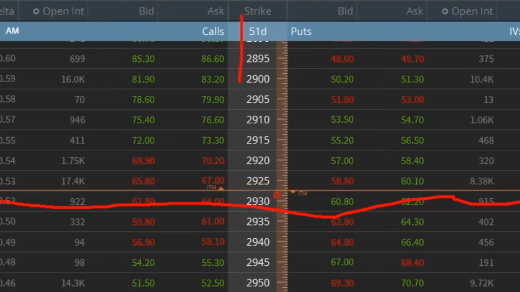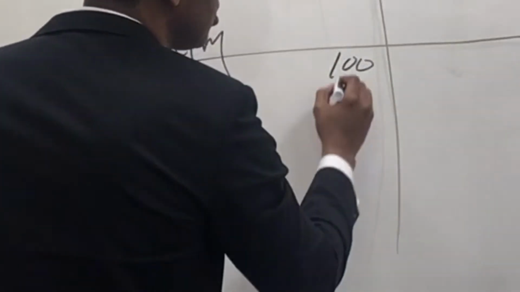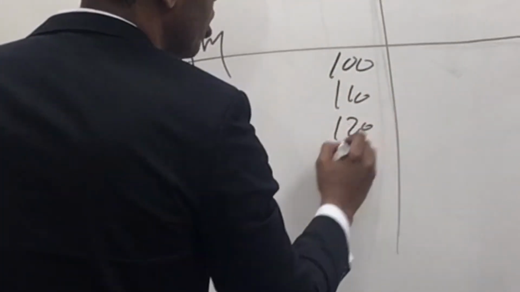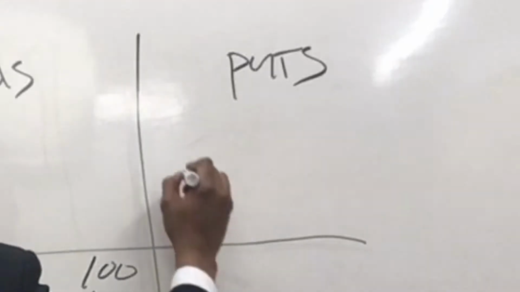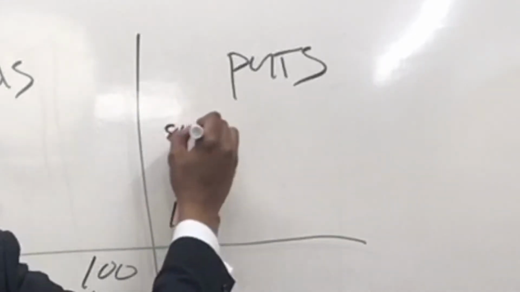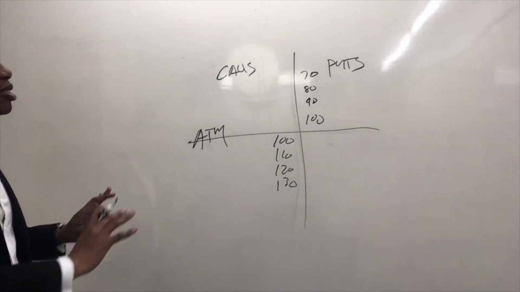And the vertical line down the middle is where the strikes are normally at. So in this case, we're putting the 100 on the call side, the 110, the 120, and the 130. And on the put side, we're putting the 100, the 90, the 80, and the 70. So this is how an option chain looks.